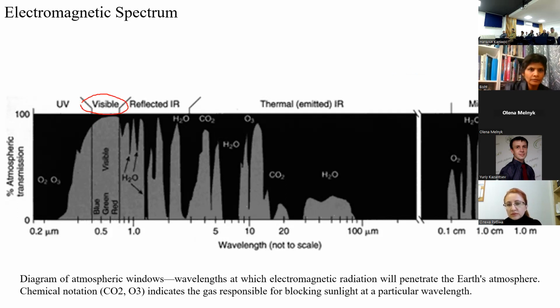So normally, for human beings, we can see the spectrum which is called the visible spectrum.